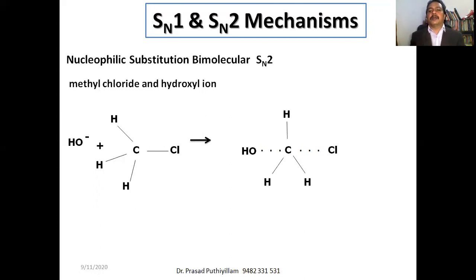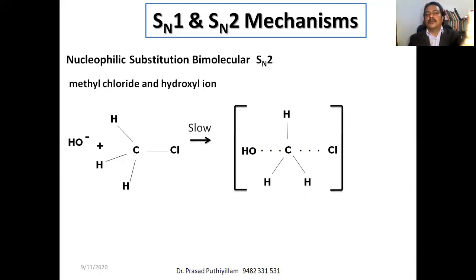So this is a carbon containing 5 bonds, which is impossible, or we can say this is a very less stable compound, a transition state only. It is not a stable compound, it's a transition state, so it is very less stable. It is formed by the slow process, and in the slow process 2 molecules are present, therefore we call it bimolecular.